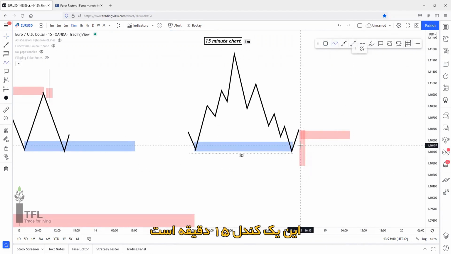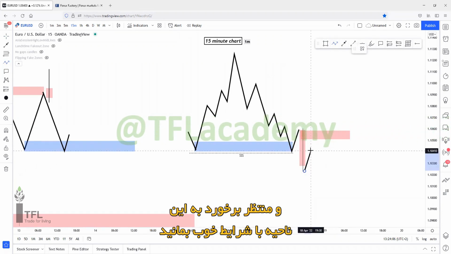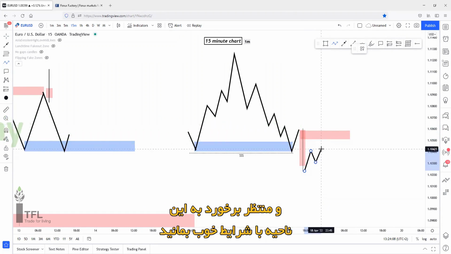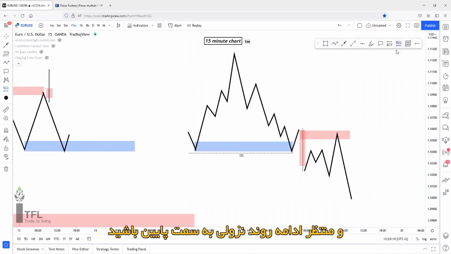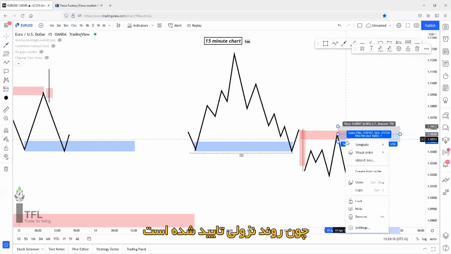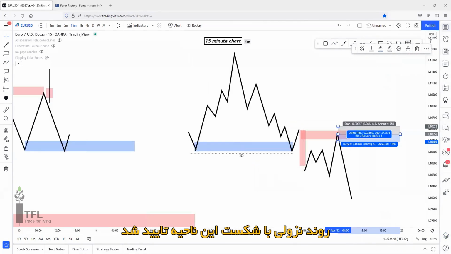This is a 15-minute candle, right? Right here, this is a 15-minute candle. But you can switch to the 1 minute chart and you can simply wait for a tap of this zone with, for example, good liquidity criteria. And you can simply wait for a tap of this zone and you'll be able to continue the short movements to the downside, because the shorts are being confirmed. The shorts have been confirmed by the break of this zone.